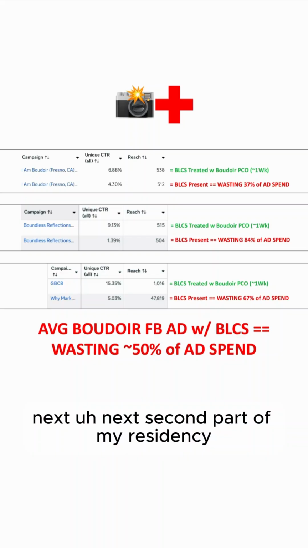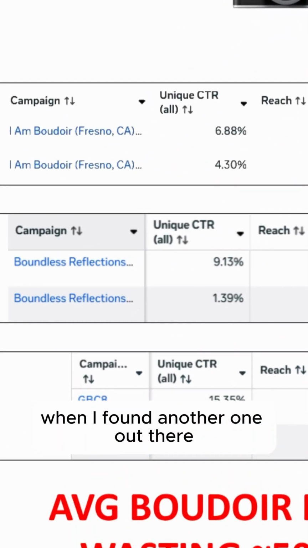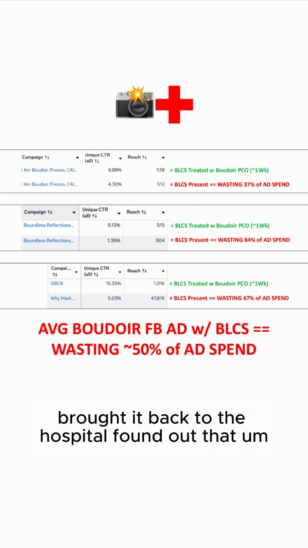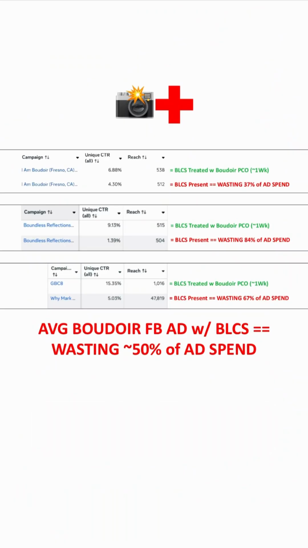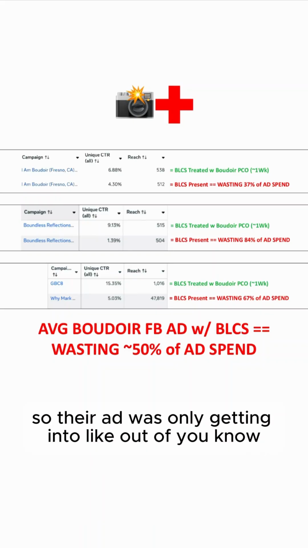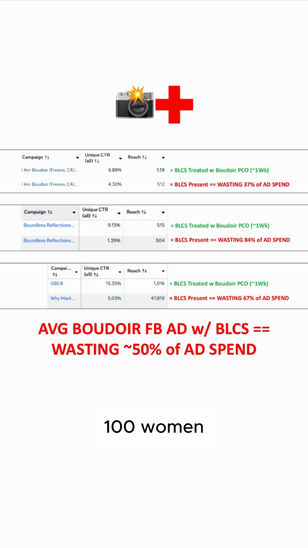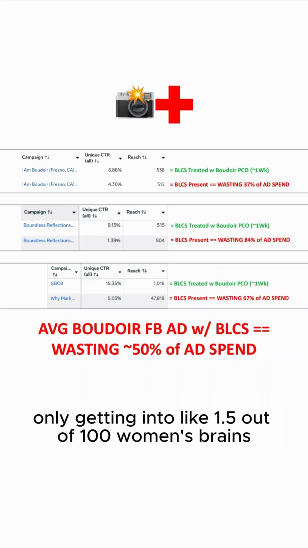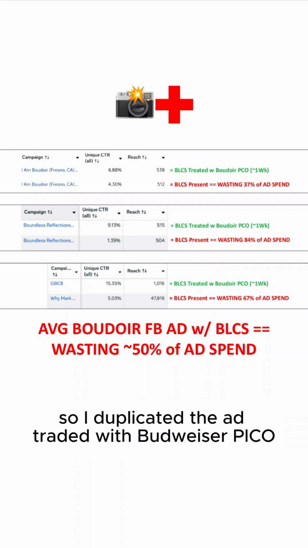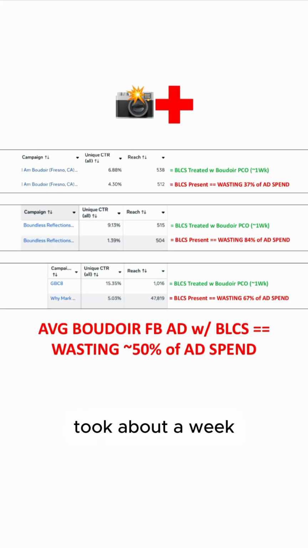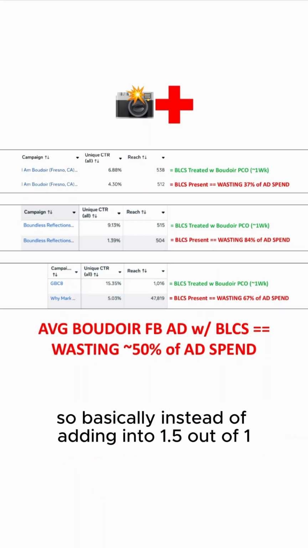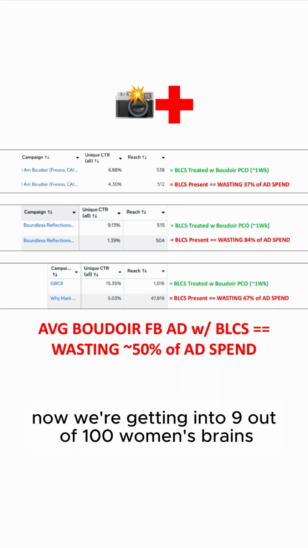Next, second part of my residency, I found another Boudoir Facebook ad out there in the wild, brought it back to the hospital, ran it, tested it, found out BLCS was present, unique CTR of 1.39%. So their ad was only getting into like, out of 100 women, only getting into like 1.5 out of 100 women's brains. So I said, cool, easy enough fix for me. I duplicated the ad, treated it with Boudoir Pico, took about a week, and got the unique CTR all up to 9.13%. So basically, instead of their ad getting into 1.5 out of 100 women's brains, now we're getting into 9 out of 100 women's brains.